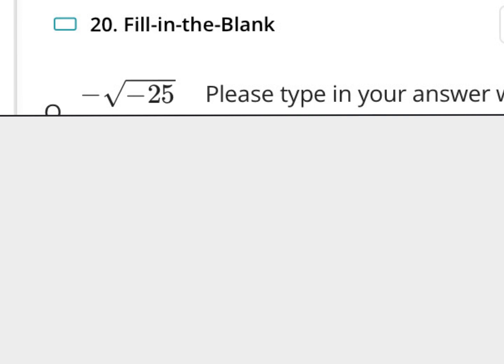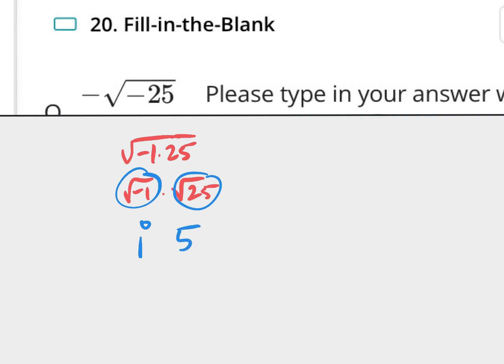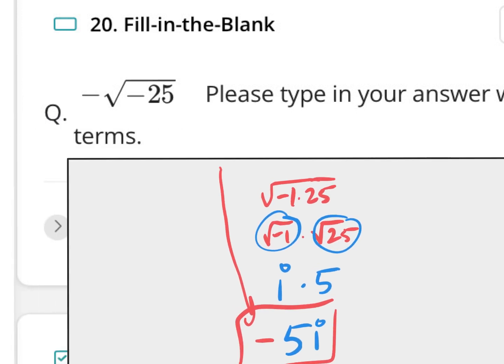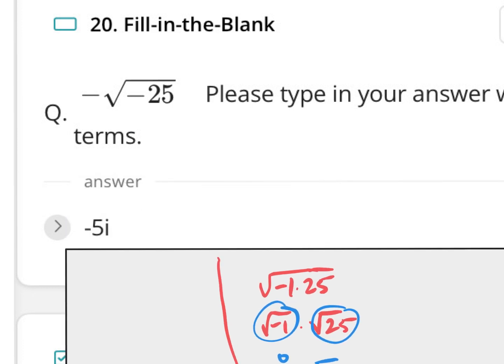Okay, so we should know that -25 is really a -1 times 25. And you could split the root, -1 times 25. And you could do the square root of -1. What's the square root of -1? That's i. And what is the square root of 25? That's 5. So I really have i times 5, which is 5i. Now, what about this negative right here? You need to bring that negative down. Again, we are bringing the negative down. And there's your final answer, -5i. -5i. We take a look at our answer. That's what you need to type in, -5i.